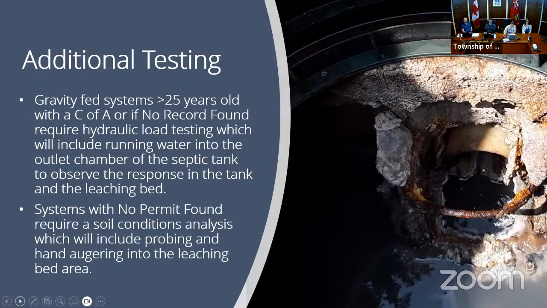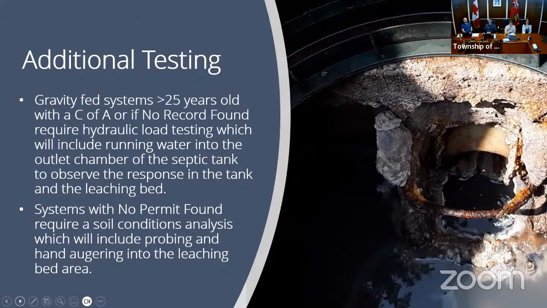So we'll go into a little bit of the additional testing. Just to provide a frame of reference of which systems would require the two types of testing that we mentioned here. The first one is that hydraulic test, that morning rush. These are going to be on gravity-fed systems, so systems without pumps, that are greater than 25 years old, that have a certificate of approval only or no permits found at all.